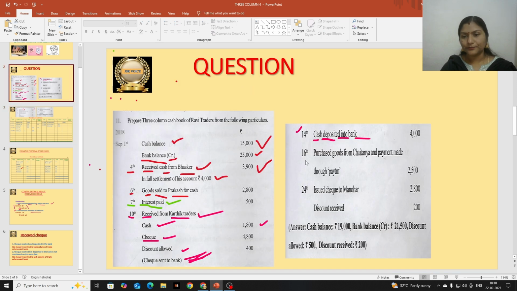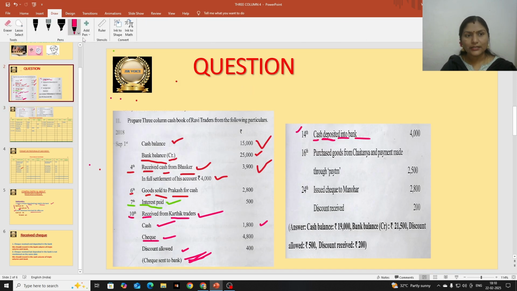Let us go to next item. 16th date. What happened here? On 16th date, purchased goods from Chaitanya and payment made through Paytm. Paytm is one of the banking services, electronic banking services. Okay, so Paytm is related to bank, and the amount we are going to record in bank column. Paytm, Google Pay, PhonePe, check, debit card, credit card. If they are mentioning like this, then we are going to record in bank column. Okay, 2,500 we are going to record in bank column.